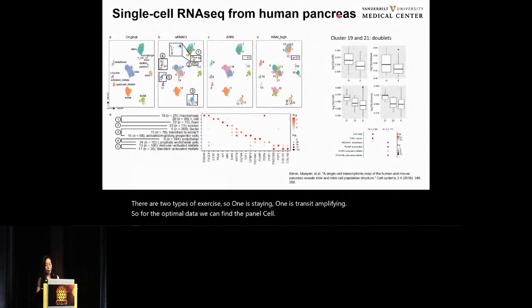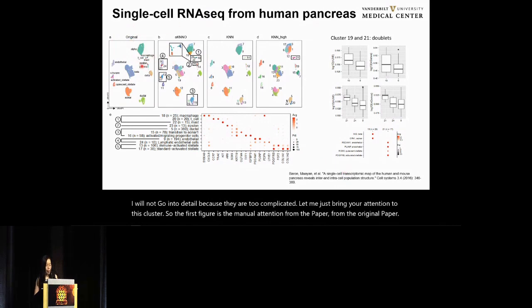So this is a more complicated example from the human pancreas. Human pancreas has a lot of cell types, endocrine cell types, and fibroblast, stroma cells, and also immune cells. I will not go into detail because it's too complicated. Let me just bring your attention to this cluster. The first figure is the manual annotation from the original paper.